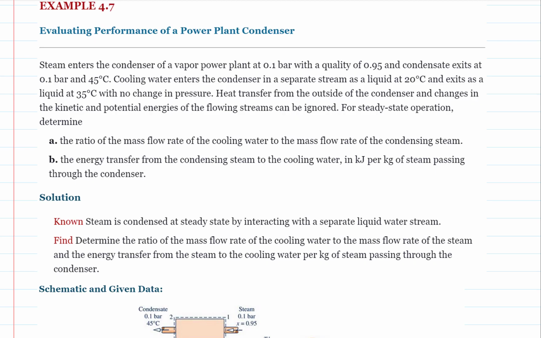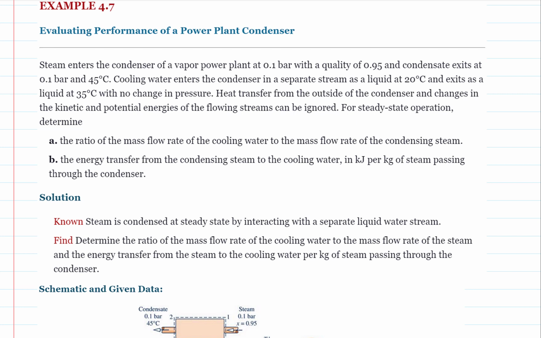Example 4.7. Steam enters the condenser of a vapor power plant at 0.1 bar with a quality of 0.95. We know pressure and quality, so we can fix the state of the steam entering the condenser. Condensate exits at 0.1 bar and 45 degrees Celsius. Again, we have pressure and temperature, so we can fix the state. Cooling water enters the condenser in a separate stream as a liquid at 20 degrees Celsius and exits as a liquid at 35 degrees Celsius with no change in pressure.